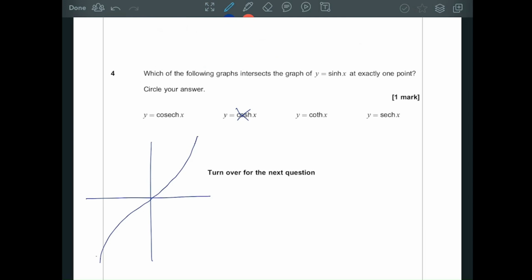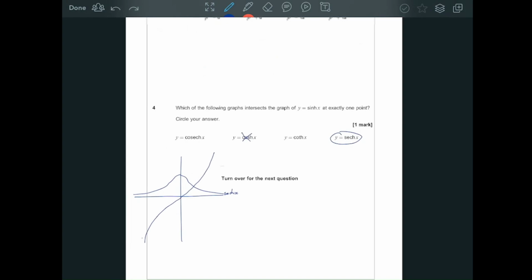Sech, which is 1 over cosh. Well, if cosh was that, then sech is the one I've drawn here. 1 over cosh does indeed intersect at exactly 1 point. And if you do think about some of the others, cosech would have been that kind of shape that intersects twice. And coth, well, tanh is that, so coth would have been that kind of shape, again, intersects twice. So knowing your graphs here is the essential part.